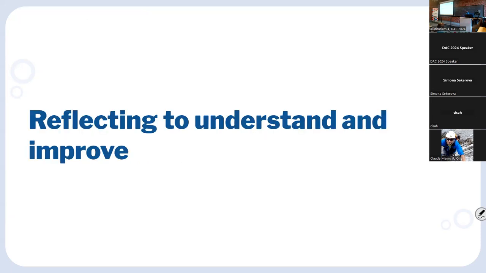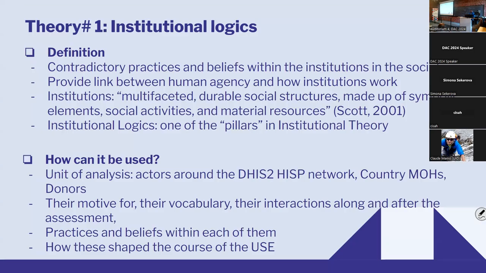So from these findings, we have started trying to reflect, and that's where I'm going to challenge your mind a bit, in theories. We are trying to use some theories to understand why these things are happening. For example, a theory that can be used is institutional logics. Institutional logics is a theory that talks about how institutions work, how their practices and beliefs can be either an enabler or a barrier to the adoption or the sustainability of something. So this is something that we are trying to use to understand.